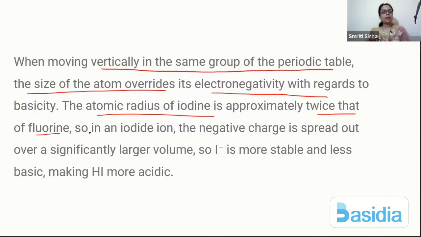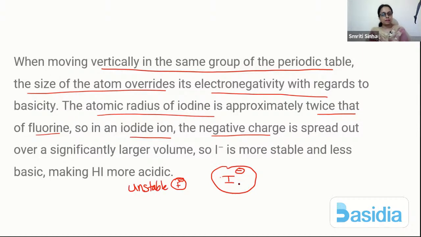The atomic radius of iodine is almost twice that of fluorine. And the reason is that the iodine ion has its negative charge more spread over it, like a large molecule; a large atom has a small charge density. So this negative charge can be well spread in the case of iodine, but in the case of fluorine, the size is small and the negative charge gets less space to spread, and therefore it is unstable. So the F minus ion is unstable because its size is small, but I minus is stable. As I minus is more stable, it is less basic but more acidic.